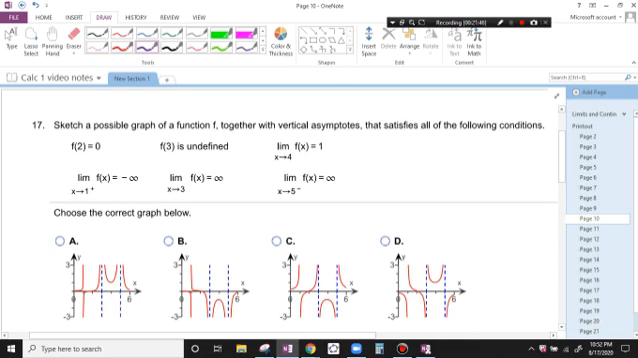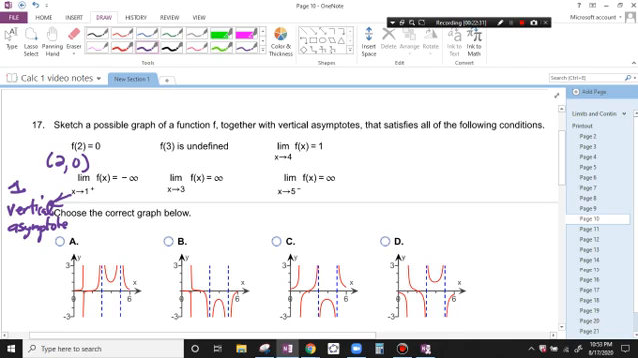f of 2 is 0. It means it goes through the point (2, 0). f of 3 is undefined. That means there should be a hole or a vertical asymptote at 3. The limit as x goes to 4 of f of x is 1. So that means around 4, the function should be 1 unit above the x-axis. The limit as x goes to 1 from the right is negative infinity. This means that 1 is a vertical asymptote, so there should be a vertical line at 1.